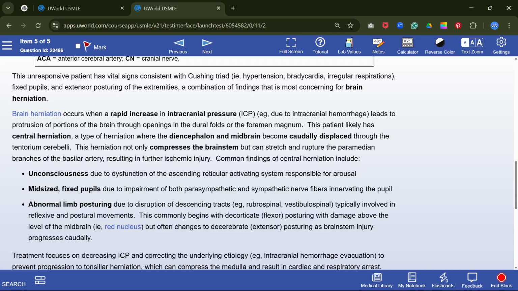There is abnormal limb posturing due to disruption of the descending tracts, rubrospinal and vestibulospinal, typically involved in reflexive and postural movements. There is decorticate and decerebrate posturing. These commonly begin with decorticate flexor posturing, with damage above the midbrain red nucleus, but often change to decerebrate extensor posturing with brainstem injury. So decerebrate extensor posturing is with brainstem injury and decorticate is above the level of the midbrain red nucleus.